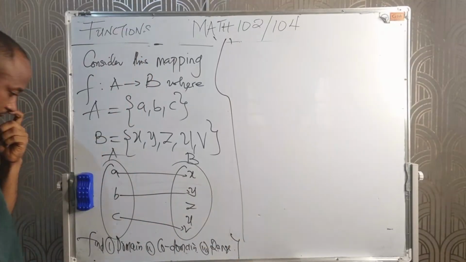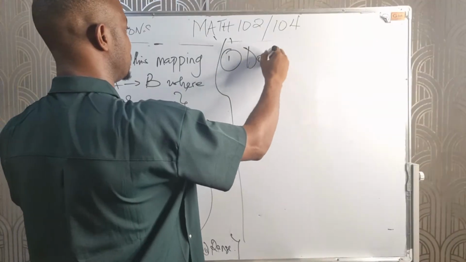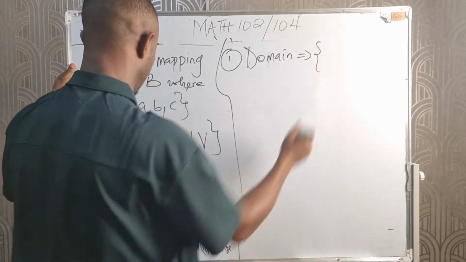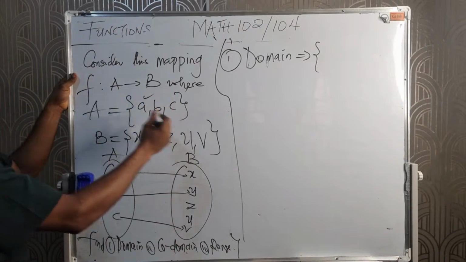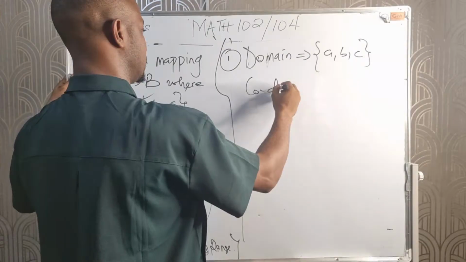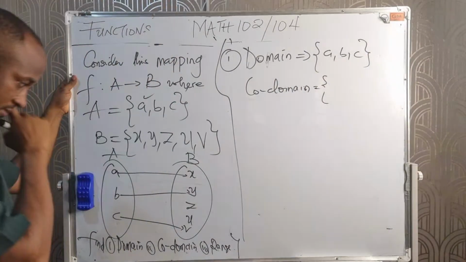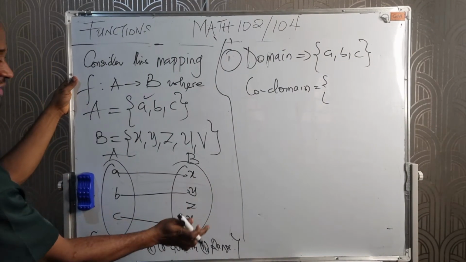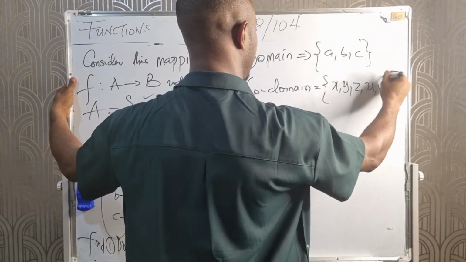Okay, let's proceed. To find the domain is very simple. One says find the domain. Our domain is simply the set of all values a, b, c. It was even given here, which is a, b, and c. Our codomain is x, y, z, u, and v.